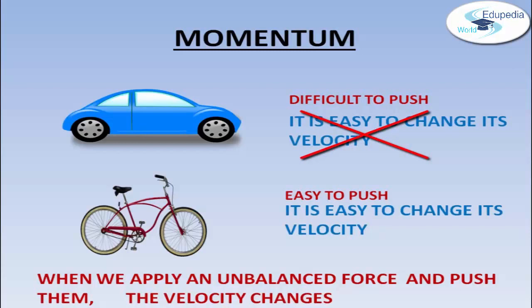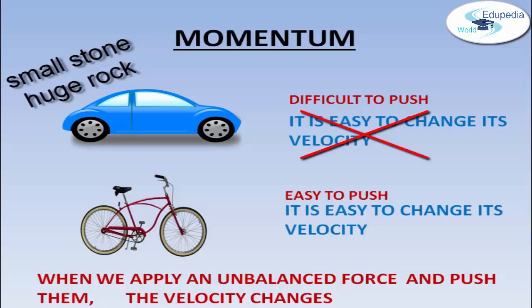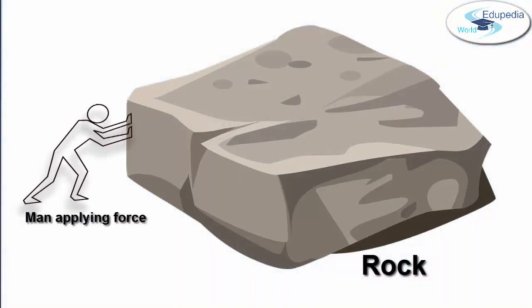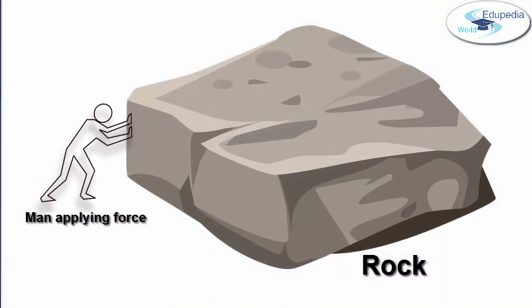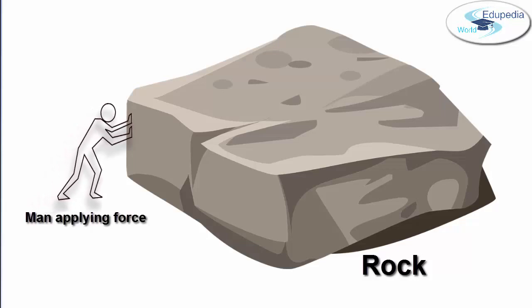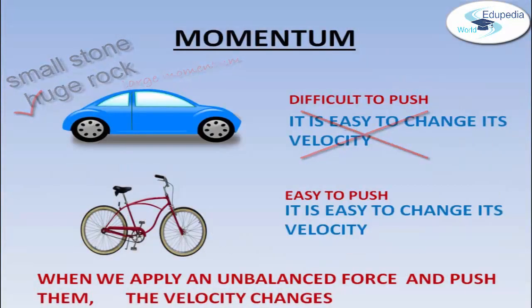Now, a similar example: let's say we have a huge rock, and let's say I have a small stone. What do you think? Whose momentum will be actually more and whose rate of change of velocity will be more? If we apply a small force onto a small stone, then the velocity of the stone will change very easily, right? The rate of change of velocity will be more in this case. However, for a huge rock, if we apply the force, its velocity will not change. It might just not move at all. So the momentum of the rock is very large.